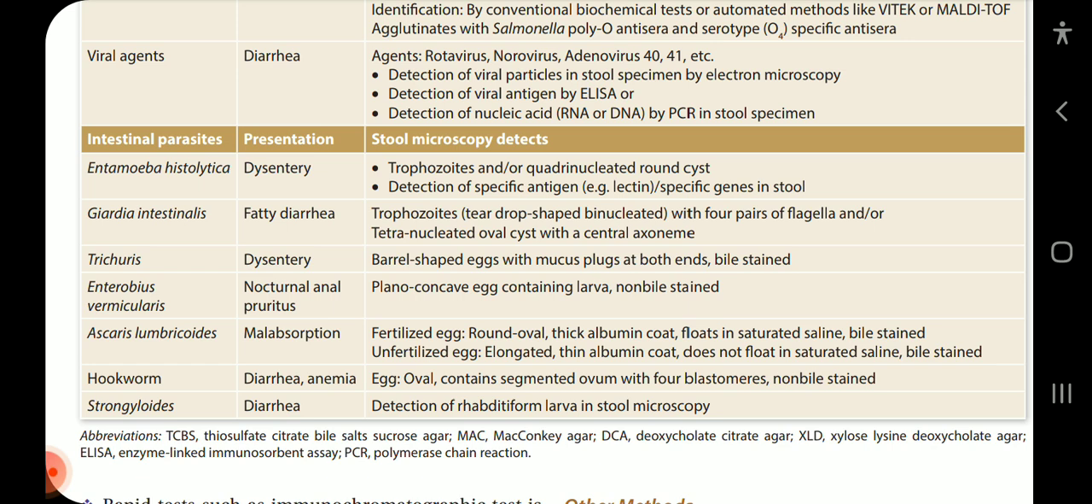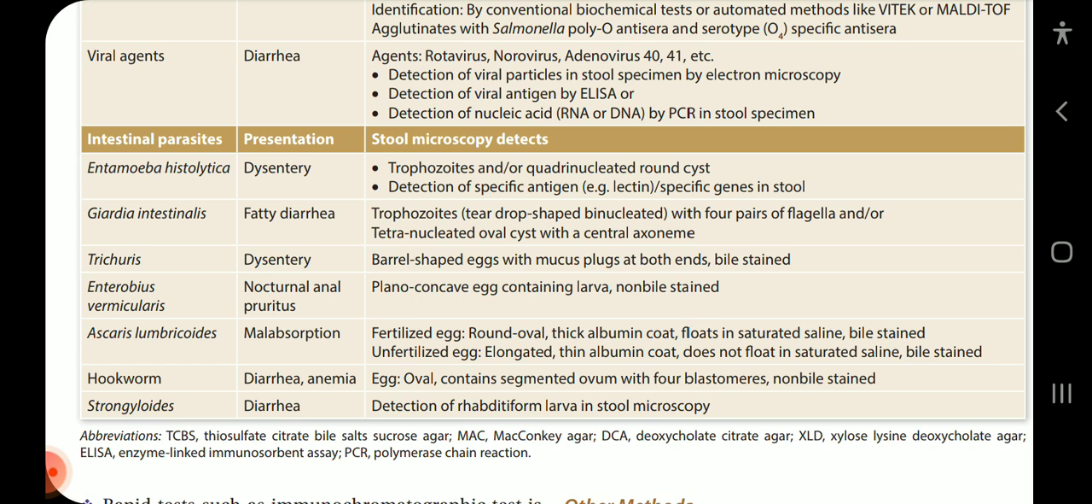Giardia intestinalis, fatty diarrhea. Trophozoites are teardrop shaped, binucleated with four pairs of flagella, and/or tetranucleated oval cysts with a central axoneme. Trichuris, dysentery. Barrel shaped eggs with mucus plugs at both ends, bile stained. Enterobius vermicularis, nocturnal anal pruritus, plano-concave egg containing larva, non-bile stained.